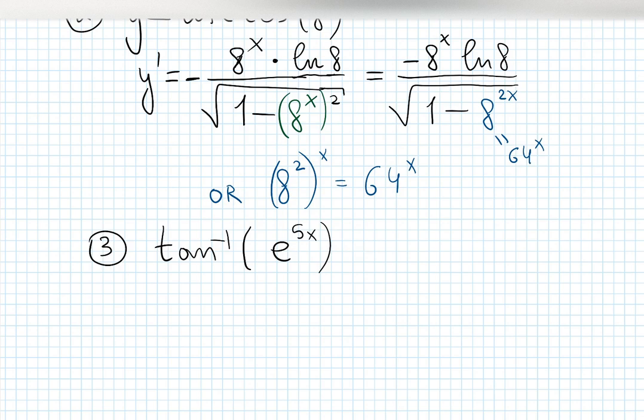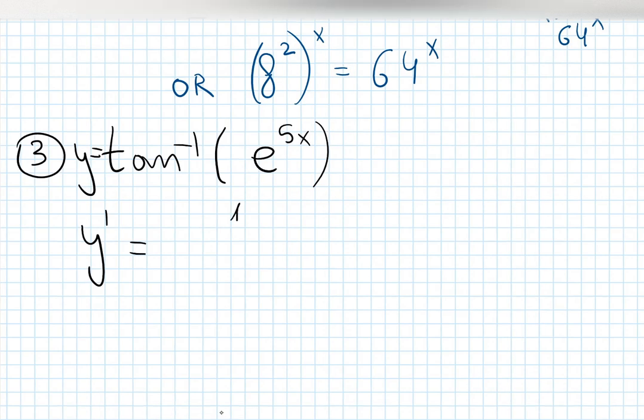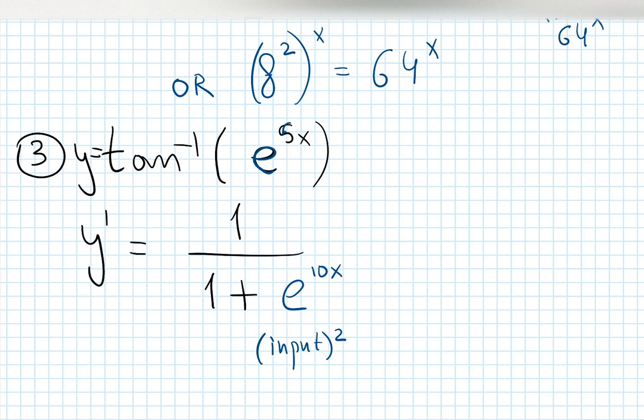So y equals this. Y prime. I remember that arctangent doesn't have any square roots. And I remember it's 1 plus input squared. Can you skip the step and write down input squared right away? E to the what? 10x. Because 5x squared, right? So input squared. And my input is e to the 5x. Something is missing. Times what? Times the derivative of the exponential function e to the 5x.